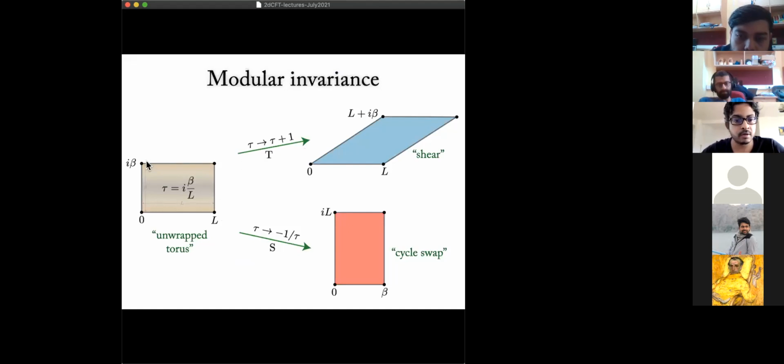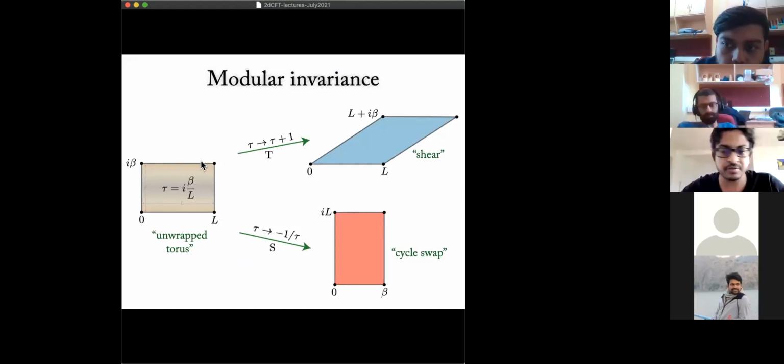You can take this upper edge and shift it by 1 unit, which is L, towards the right. So this is like doing a shear. And the aspect ratio, this is something which is called the modular parameter. It's the ratio of lengths of this direction and this direction. This changes as tau goes to tau plus 1 if you do this. Note that if you still identify the opposite edges, you get back the same torus.